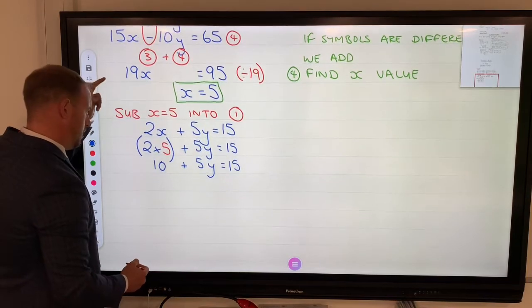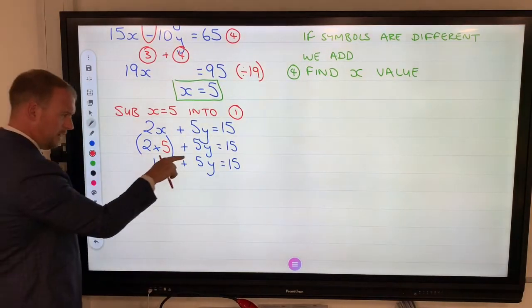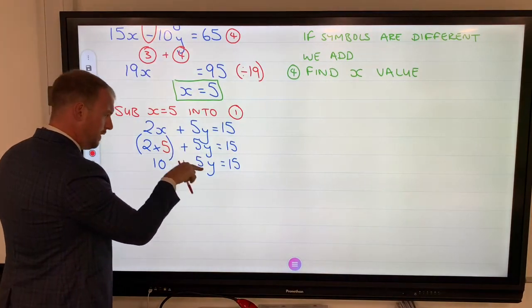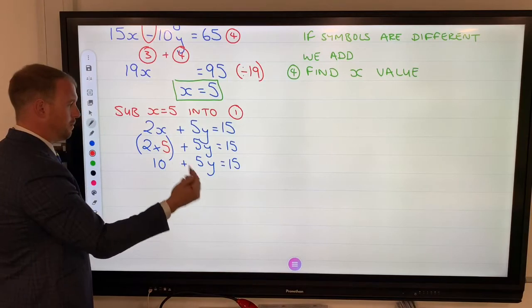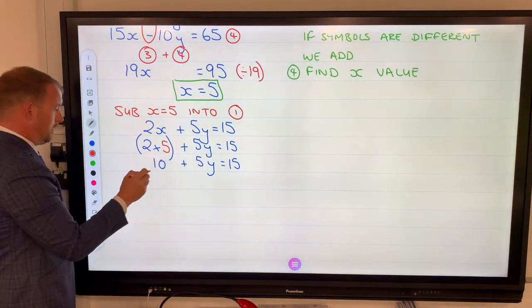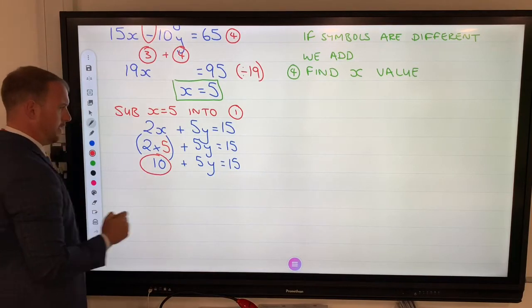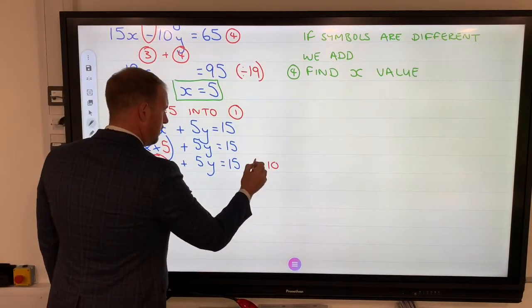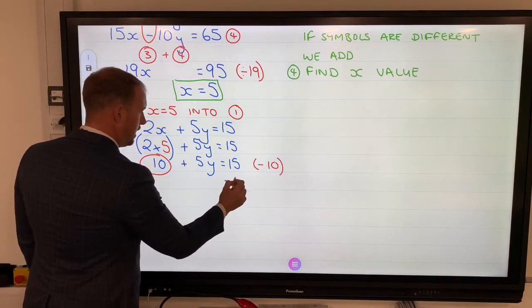Okay, so scroll up a touch here. I'm trying to find the value of y. And in any sort of algebra equation, to find the value of y, or the value of any letter, we've got to do the inverse operation. So let's eliminate things. I've got a positive 10 here. So to eliminate positive 10, I've got to subtract 10 from both sides. 15 take away 10 is 5.